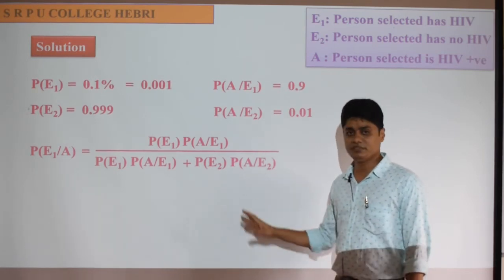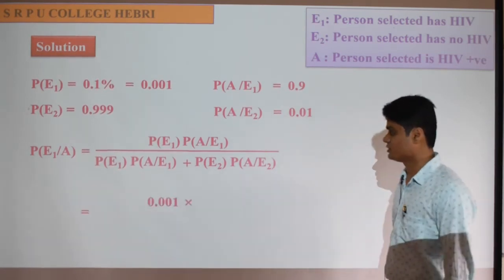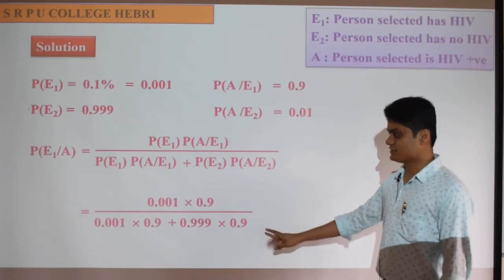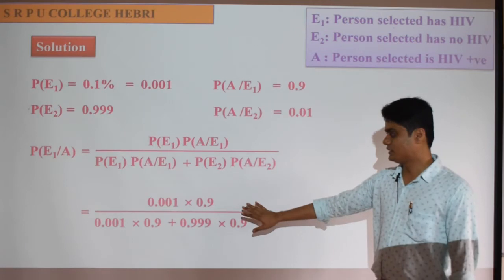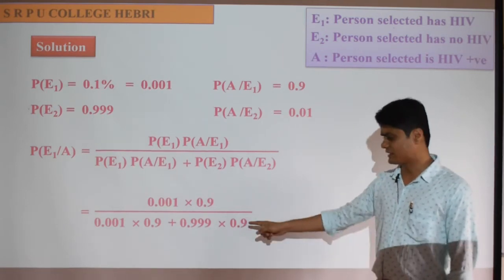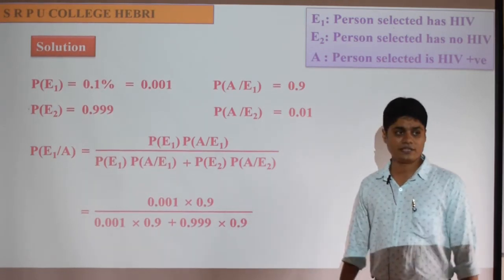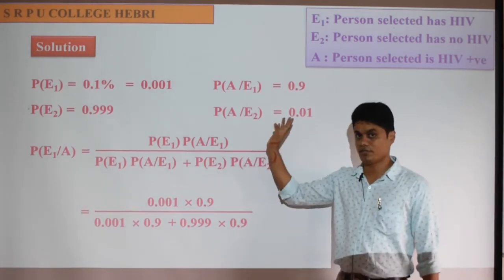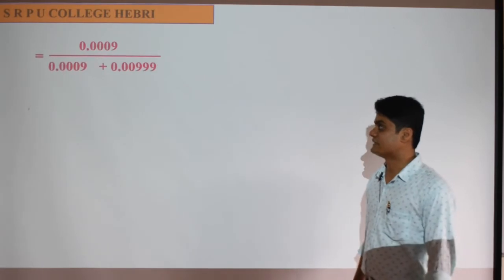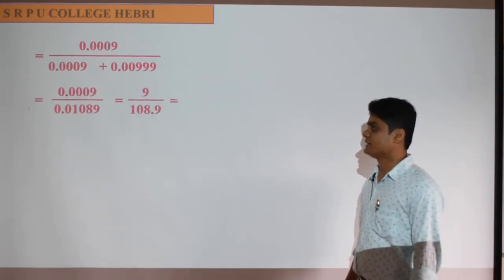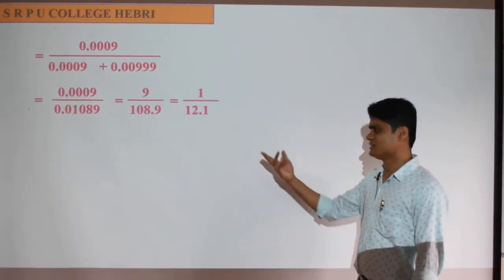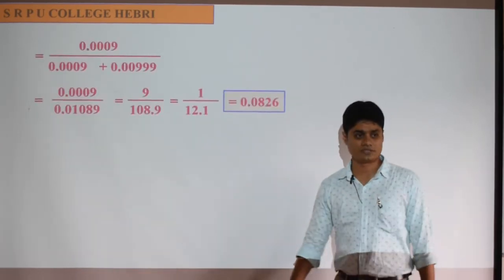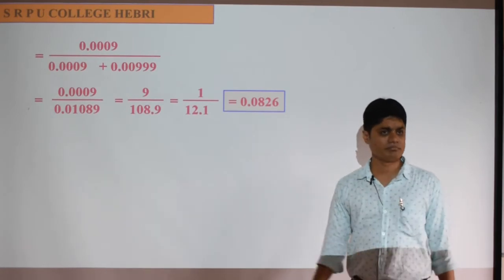Next task is very simple, substitution and calculation. 0.001 into 0.9. It goes like this. Simplification, I hope you can manage. Use a calculator, as manual calculation is difficult here. Simplification will give you the answer as 9 by 108.9, or you can keep it in decimal form, 0.0826.